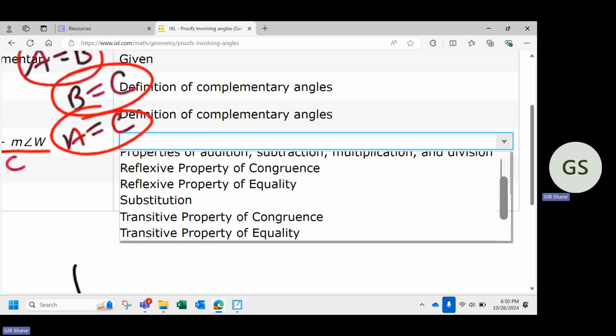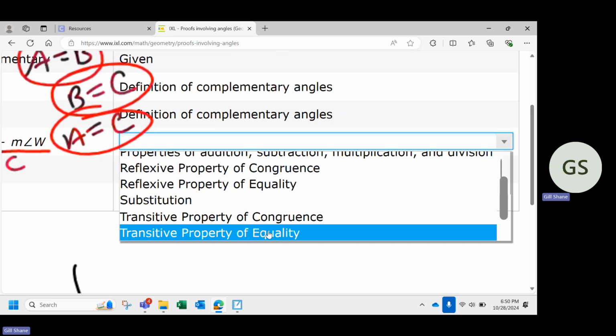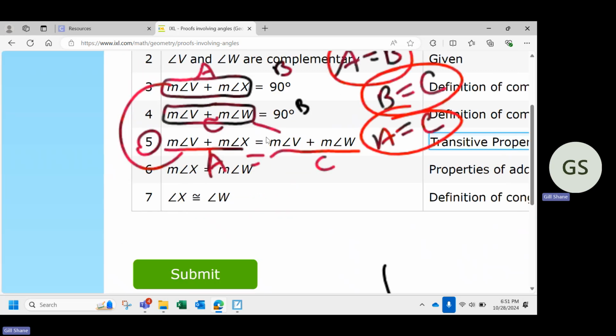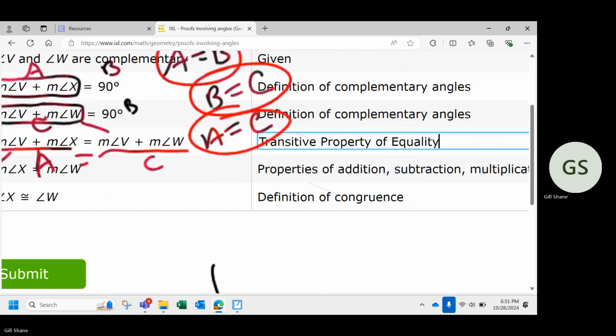There are two transitive properties in the IXL proofs. I'm only going to give you one that just says transitive property. This one is the transitive property of equality. The only difference is you see how there are equal signs here. That's why it's the transitive property of equality. If these were congruent signs, then it would be the transitive property of congruence. Typically, that one would be used more with shapes, not with measures of angles. If you had two triangles that you were trying to prove were congruent, you're typically going to use the transitive property of congruence in shapes.